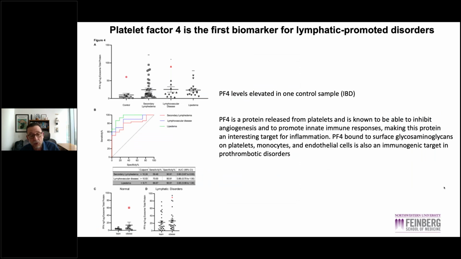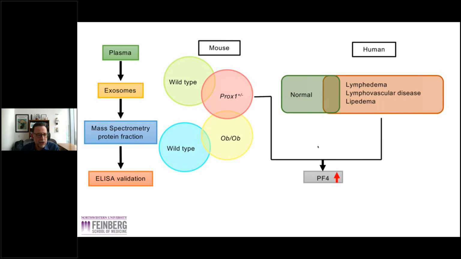And the really rewarding finding was that platelet factor 4 was consistently elevated in mice and human, in all individuals with defective lymphatics, but was normally low in all normal controls. Also interesting was the increase in lipedema patients, suggesting that lipedema may have an underlying lymphatic defect. Again, I agree that the numbers are still low, but this suggests that we have a biomarker that will allow us to identify those patients. And basically, this is the summary of that.